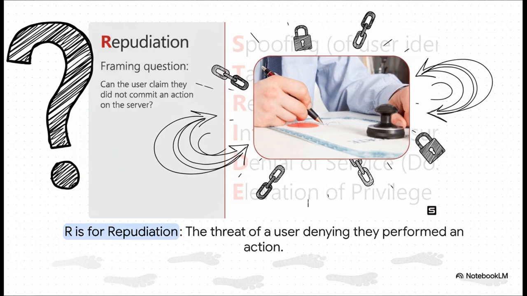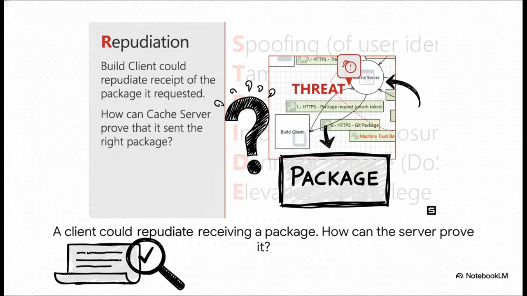You can think of this as the "I never did it" threat. It's when a user can perform some action and then later plausibly deny that they ever did it because you don't have any proof. This is really an attack on accountability. Can a user get away with saying, "It wasn't me"? In this scenario, let's imagine a build client requests a package from our server.